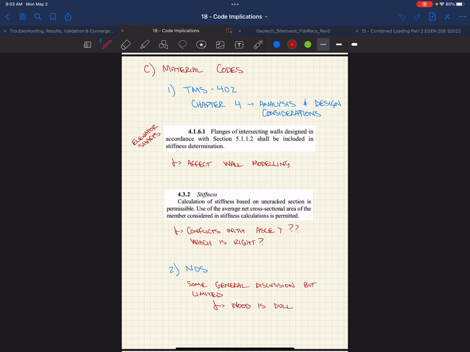So we started going through material codes. How the end of the semester is going to be handled is I'm going to get as far as I can today. I didn't post any more notes, but I developed a bunch more. I'm going through some very modeling-specific elements.